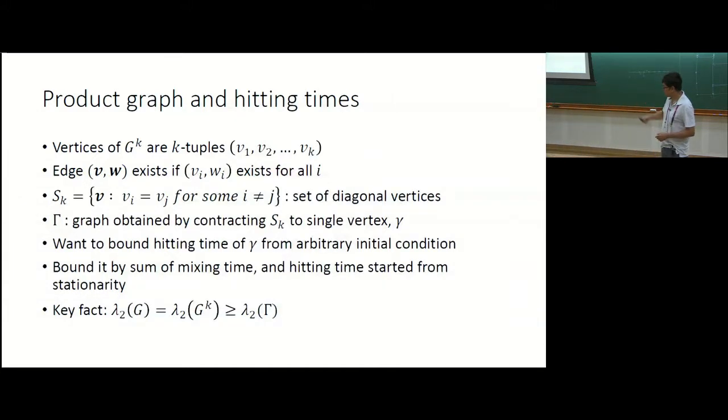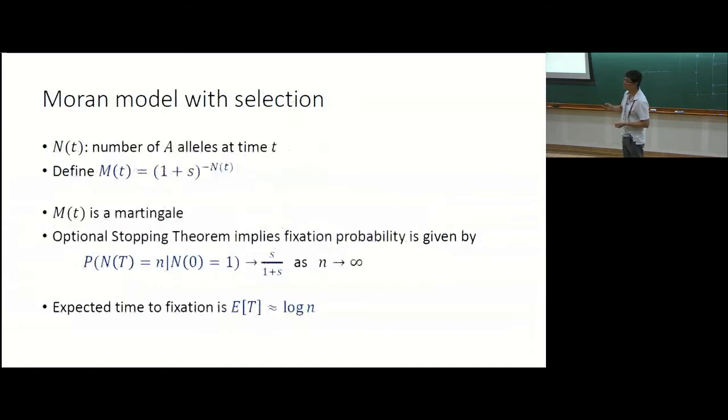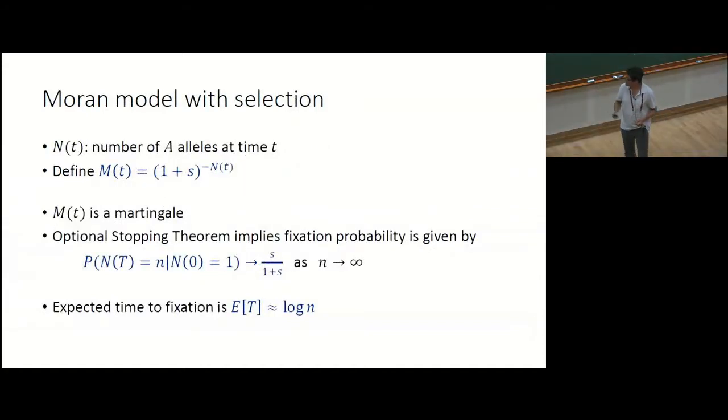Okay, so that's all I wanted to say about the voter model on general graphs. So now I want to come back to the Moran model with selection. I thought I had put this slide much earlier, but never mind. So, back to the Moran model.